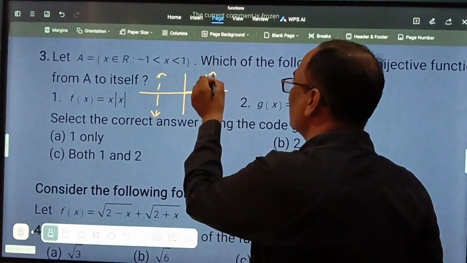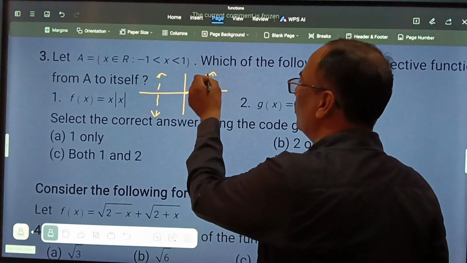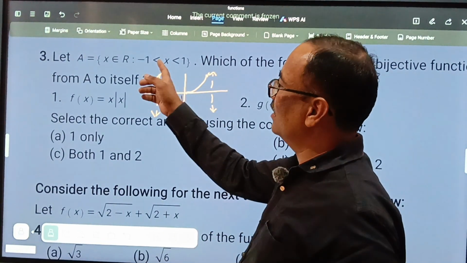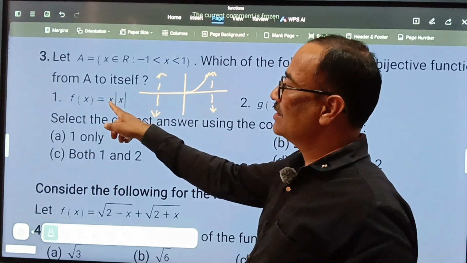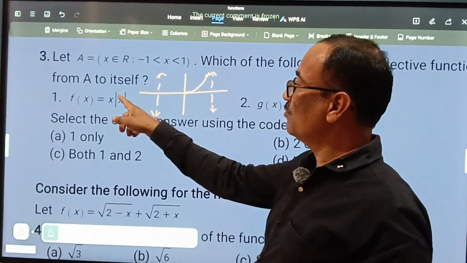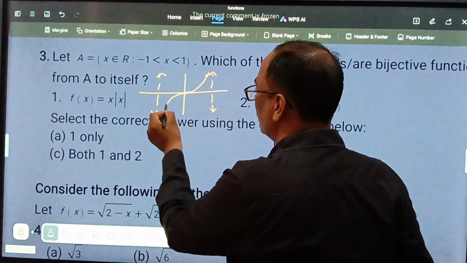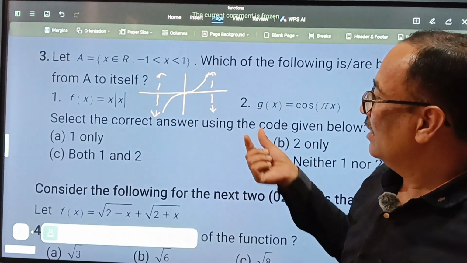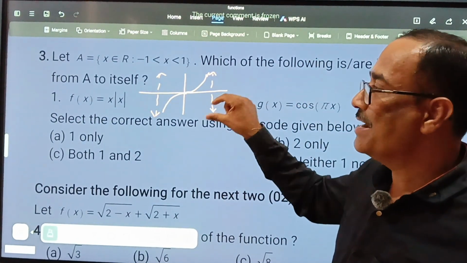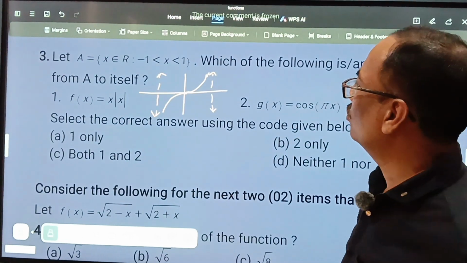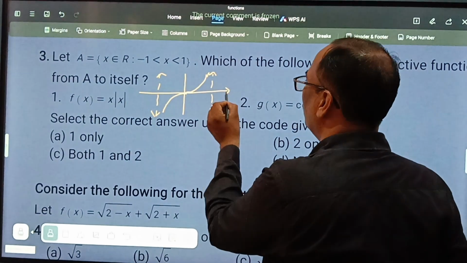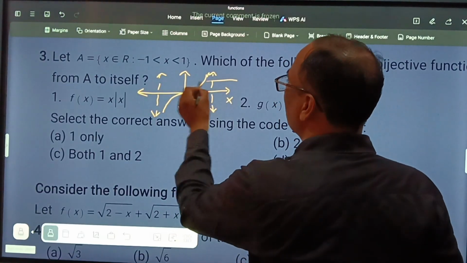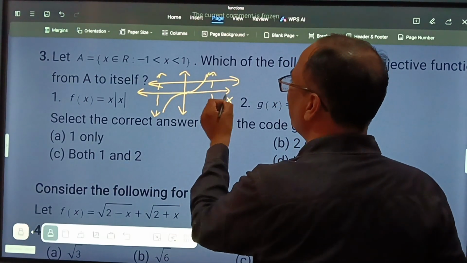That is, when x is 1, it is also equal to 1, as x approaches 1. And when x is negative, first x is negative but modulus is positive, so this is just like the graph of this parabola, half upward and half downward. So when we draw a line parallel to the x-axis, it intersects the graph at only one point.